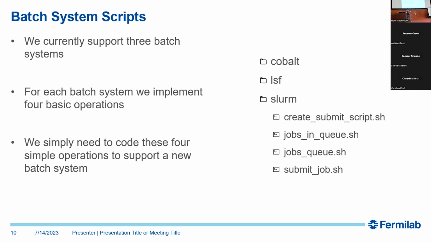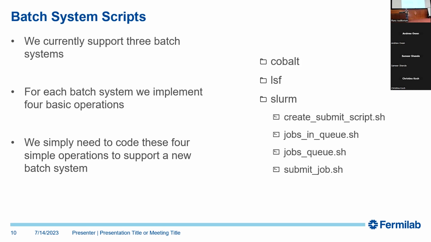So let's start talking about these batch system scripts that we have. So right now we support 3 batch systems, which are Cobalt, OLCF, and Slurm. And there are really only 4 operations that we need to run these scripts. So we need something that creates a submit script file. We need something that checks how many jobs we have in the queue for a given user, what jobs are in the queue, and something that submits the job with this submit script that we just created up here.